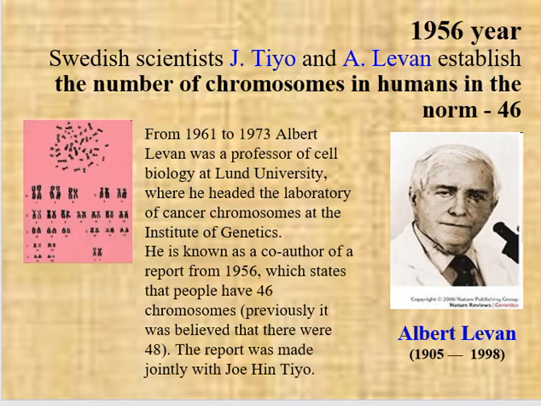Swedish scientists Tjio and Levan established the number of chromosomes in humans in the norm, 46. From 1961 to 1973, Albert Levan was a professor of cell biology at Lund University, where he headed the laboratory of cancer chromosomes at the Institute of Genetics. He is known as co-author of the report from 1956, which states that people have 46 chromosomes. Previously, he believed that there were 48. The report was made jointly with Joe Hin Tjio.